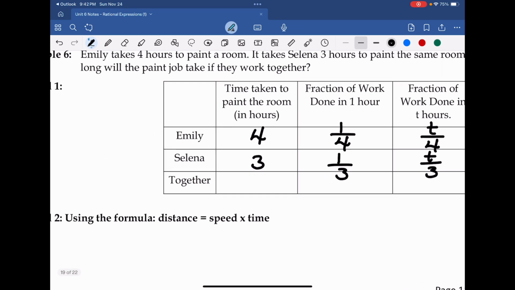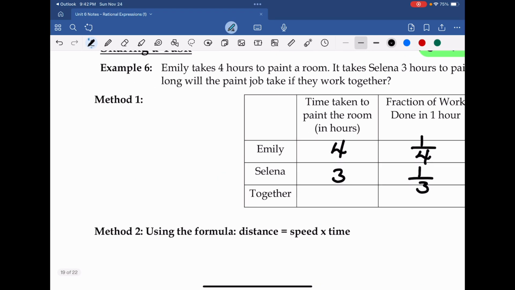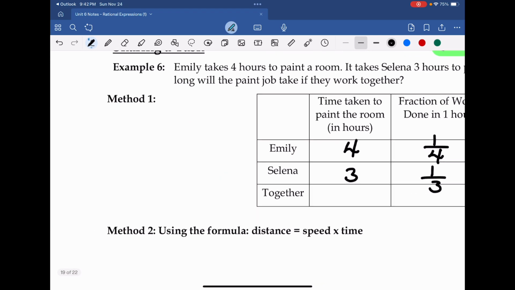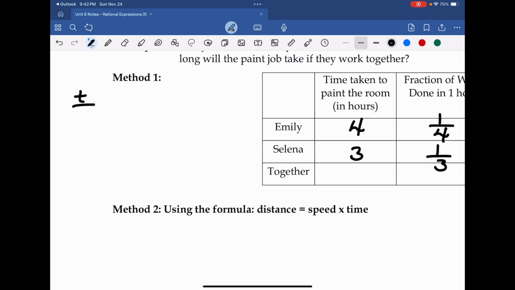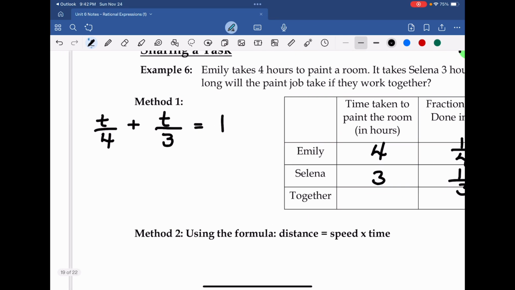Now, in this situation, we have two different methods we could use here. Method one, we're going to compare their individual rates to a total job being done. And here's what I mean by that. We can write it in the following way: time divided by the 4 hours plus the time divided by 3 hours is equal to the one job being completed.